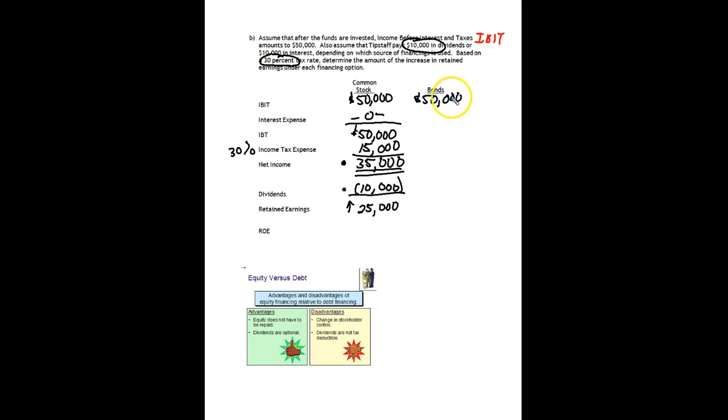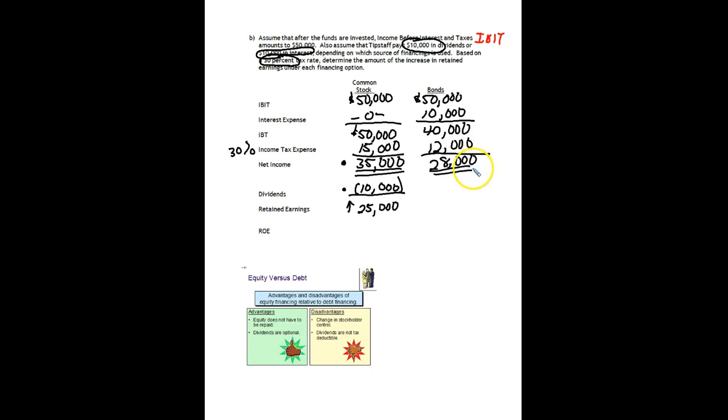Okay, let's go over to bonds. If we have bonds, and I just said let's assume interest is $10,000, then income before taxes will be $40,000. And of the $40,000, again, I'll have to pay tax of 30%. So now I don't have $15,000 of income tax expense. I only have $12,000. But my net income is going to be smaller, $28,000.